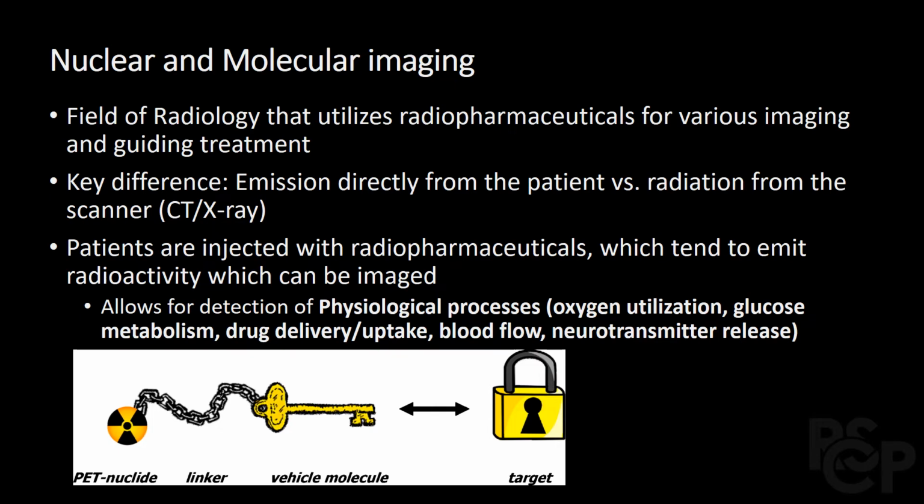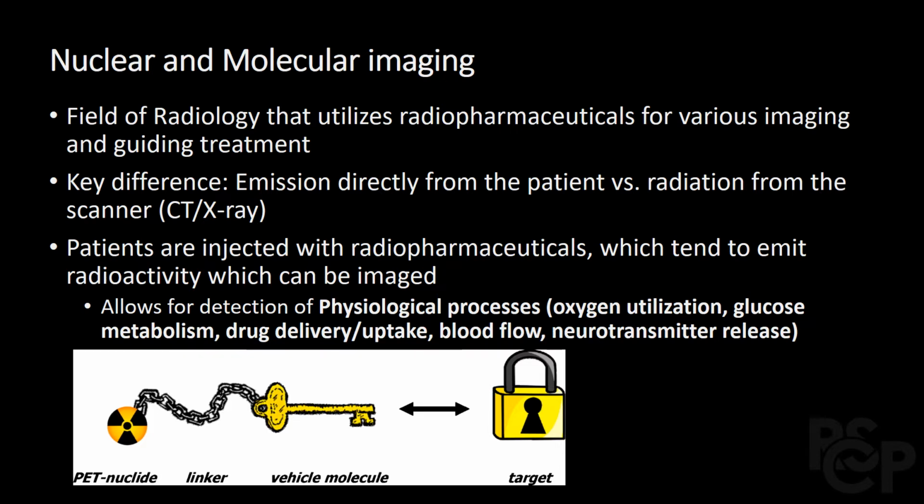So nuclear and molecular imaging is a little different than our traditional modalities of imaging that we utilize in radiology, such as CT and X-ray. This is a field of radiology that utilizes radiopharmaceuticals for imaging, and then it can be used to guide treatments and identify physiological processes. The biggest difference in nuclear medicine is that the emission is directly coming from the patient via the radiopharmaceutical versus the radiation from the scanner, which is what we see in CT and X-ray.